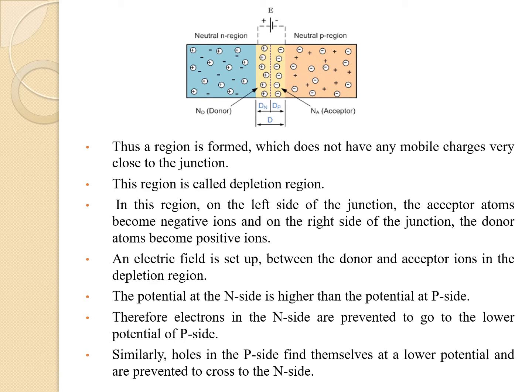The potential at the n side is higher than the potential at the p side, and similarly, holes in the p side find themselves at a lower potential and are prevented from crossing to the n side. By considering the doping concentrations, electronic charge and temperature, it is possible to calculate the magnitude of the barrier potential. Typical barrier potentials at room temperature are 0.3 volt for germanium and 0.7 volt for silicon.